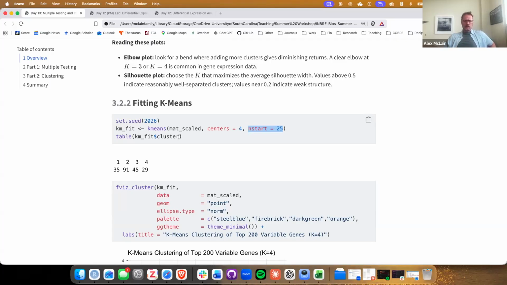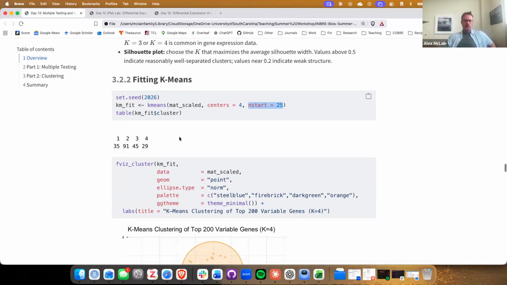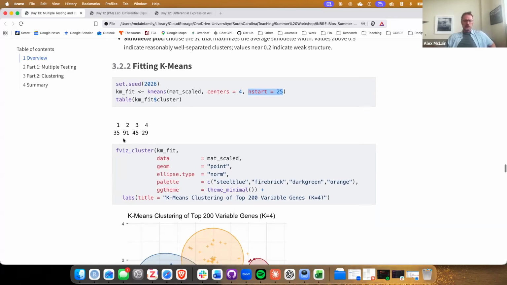We get a table from this, which has the number of genes per cluster. So the first cluster has 35, the second has 91, the third has 45, and the fourth has 29. These numbers, 1, 2, 3, 4, they don't have any meaning whatsoever. They're just random. If we do this again, we could get the same results, but cluster 1 has 91, cluster 2 has 35, cluster 3 has 29, and cluster 4 has 45. So the numbers don't really mean anything.